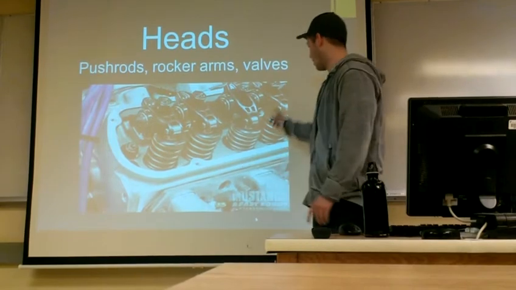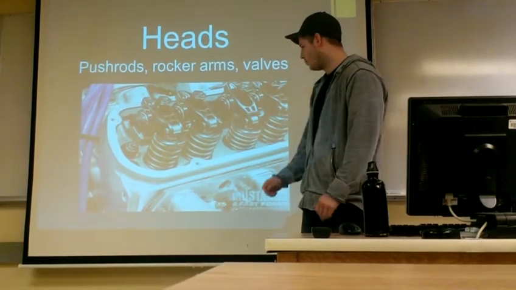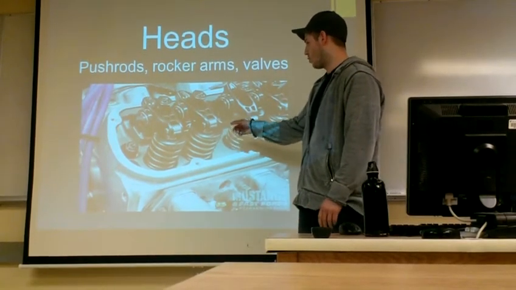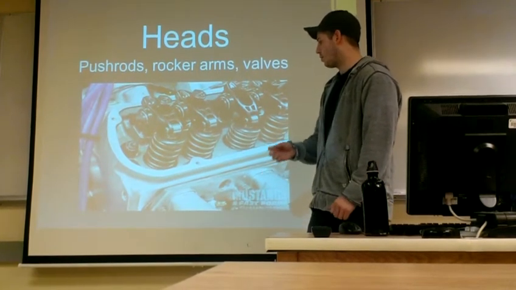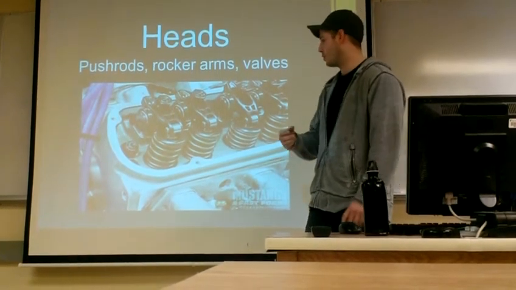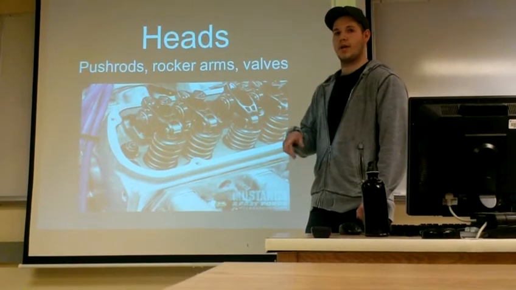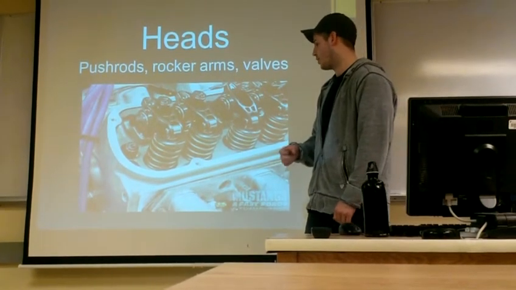These are the heads. These are rocker arms here. So the rocker arms are operated by the camshaft, which is driven by the crankshaft. So there's a timing chain that drives the camshaft off the crankshaft.